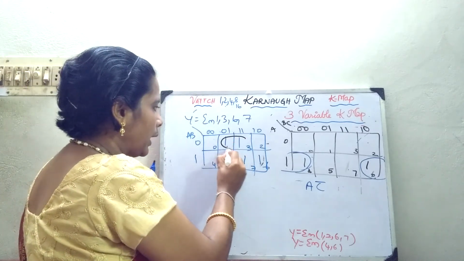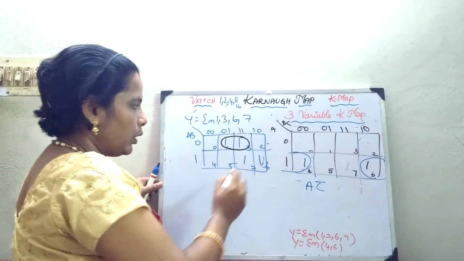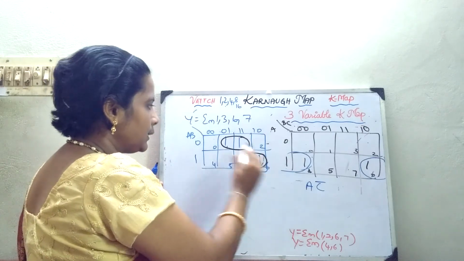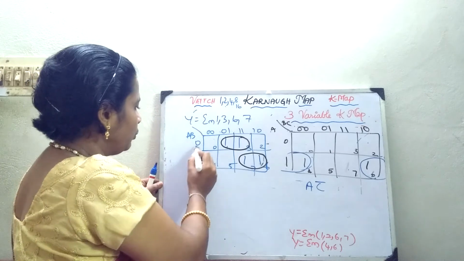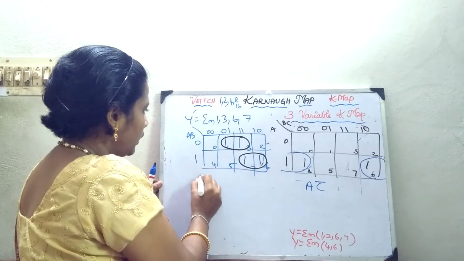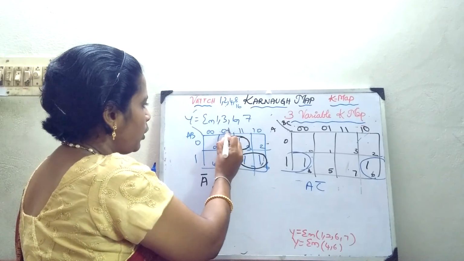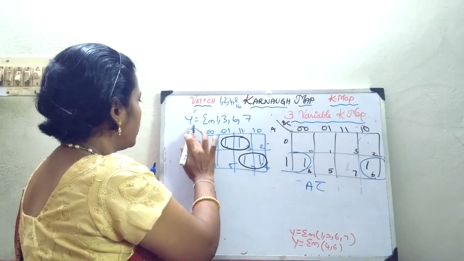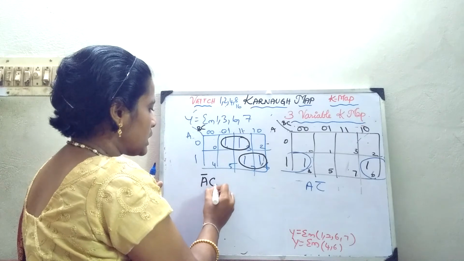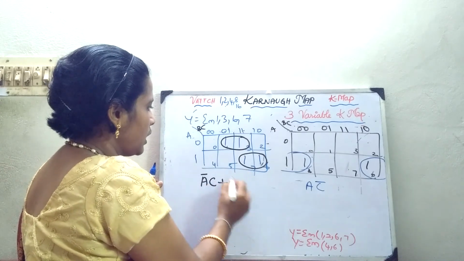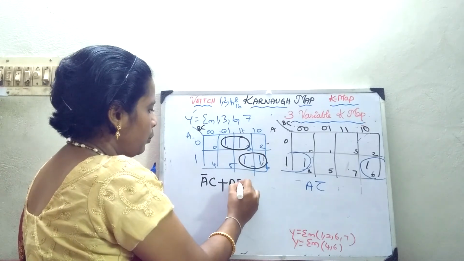I can group like this. First write the expression for this. What will be the value? It is A bar, first variable not matching, second variable is matching. Sorry, here it is A, B, C. So first variable is not matching, second variable is matching, C. Plus for this it is A B.